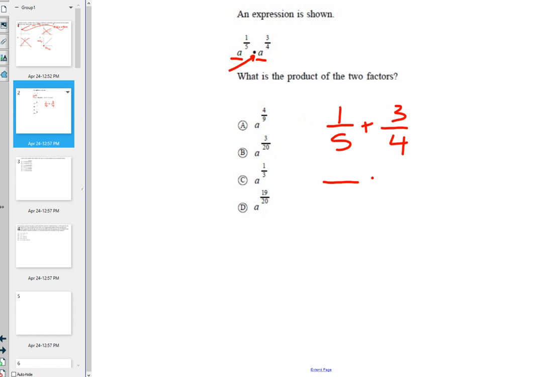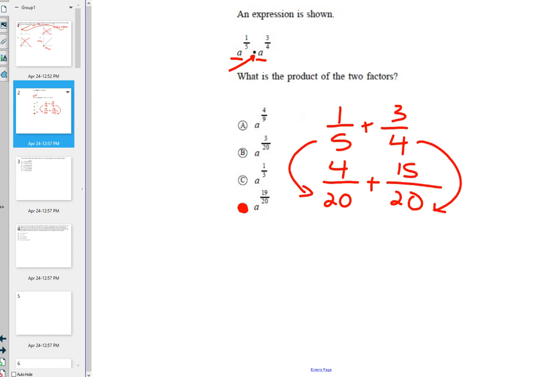What is the least common denominator of 5 and 4? 20. 5 times what gives you 20? 4. 1 times 4 is 4. 4 times what gives you 20? 5. 3 times 5 is 15. So 4 plus 15 is? When you multiply a common base, you add the exponents.